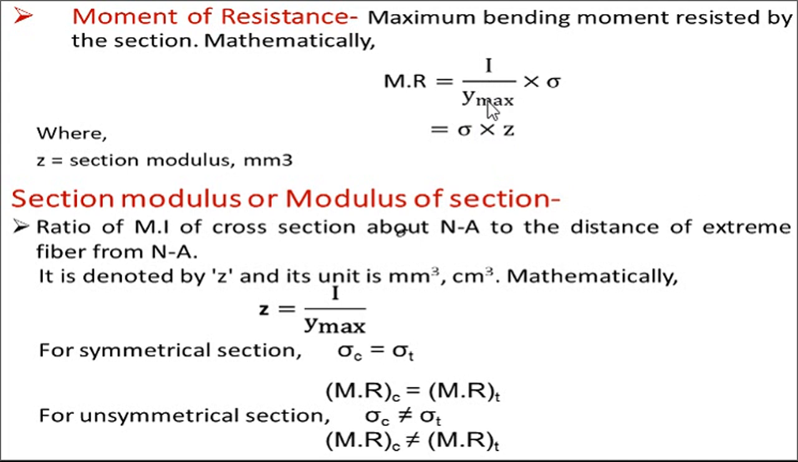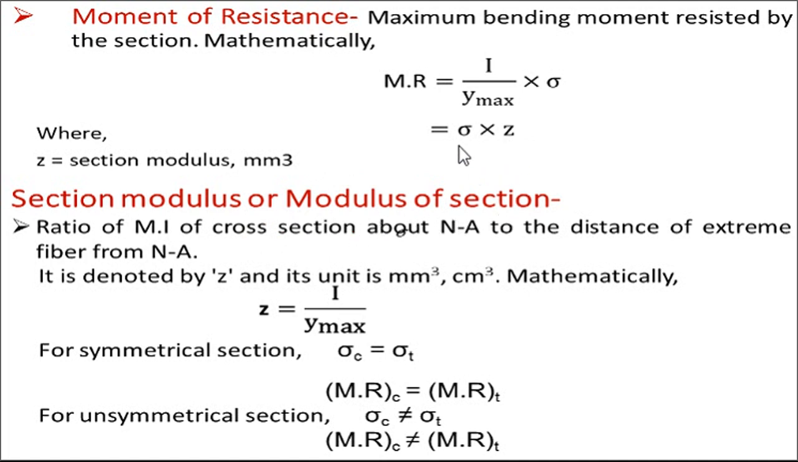For this particular term I upon y, we can write it as Z, where Z is the section modulus. The unit of the section modulus is millimeter cube. So instead of I upon y max, we can write Z, and this moment of resistance formula becomes sigma into Z. So what is that Z? Z is the section modulus, also called the modulus of section.